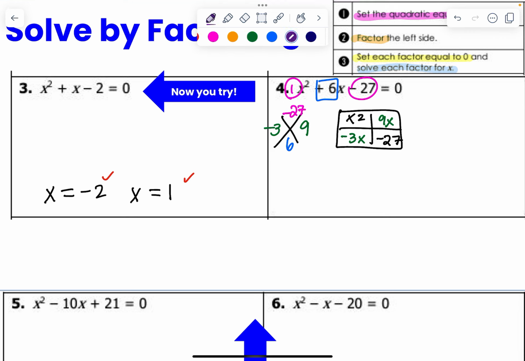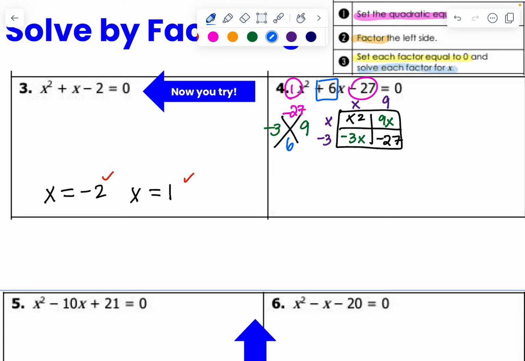It's time to factor out the greatest common factor in all ways. The GCF from x squared and negative 3x is x. The GCF from 9x and 27 is 9. The GCF from x squared and 9x is x. The GCF from negative 3x and negative 27 is going to be minus 3.